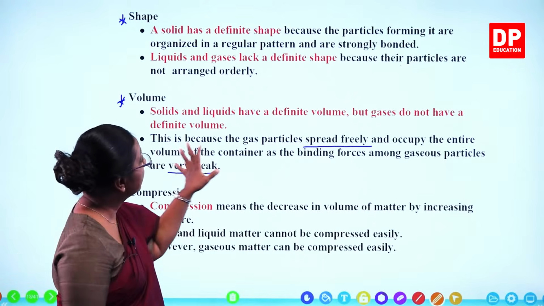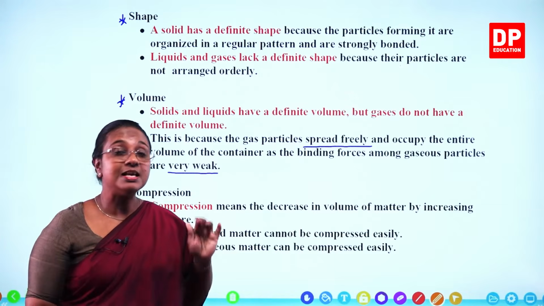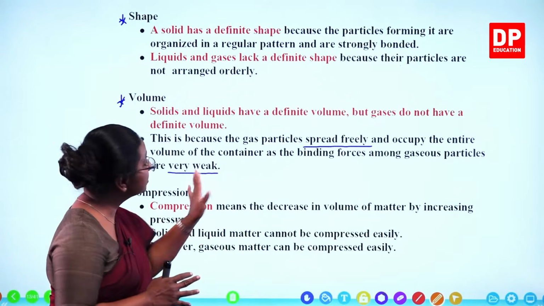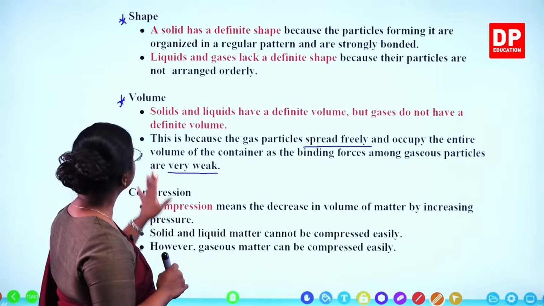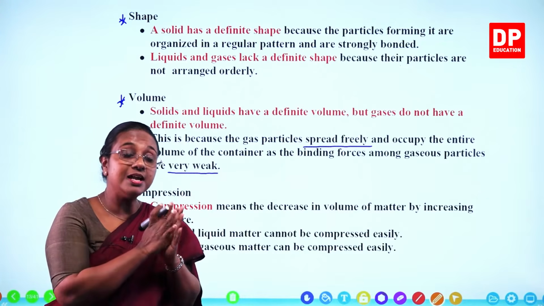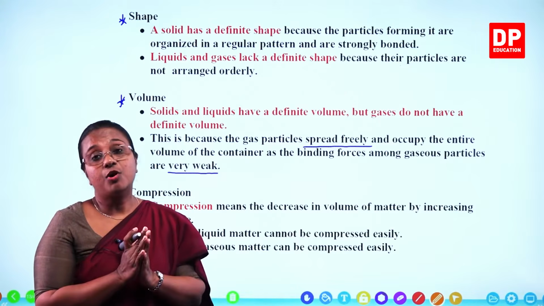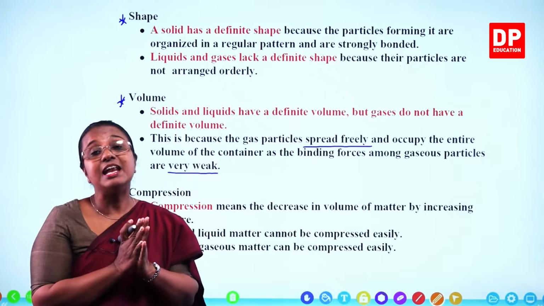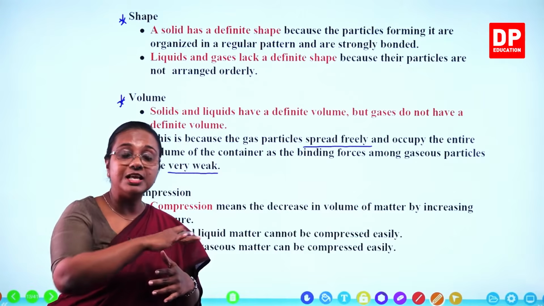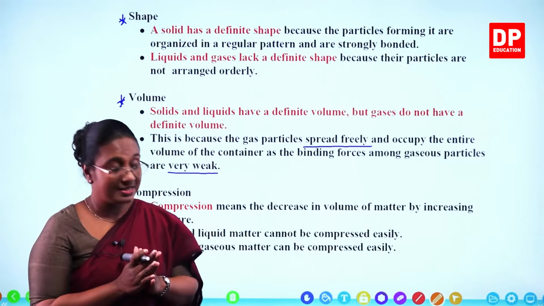So, because of that, they do not have a definite volume. But in solids and liquids, the binding force is somewhat strong and the particles cannot move as freely as in gases. So, even in the liquid, the particles can move but they can't leave their space. So, they have a definite volume. They can move around within that volume. That is why when you tilt the container, or pour the liquid into a different shaped container, the shape changes. But the volume remains the same.